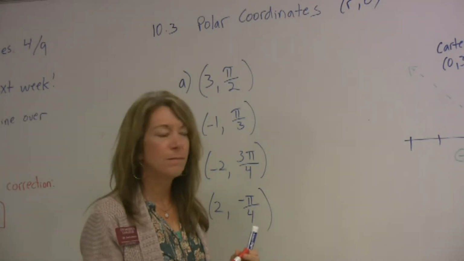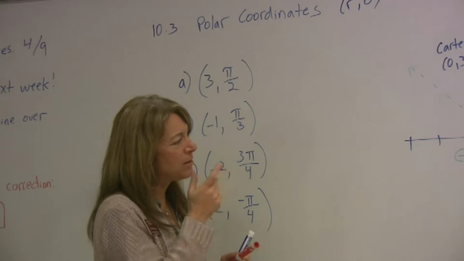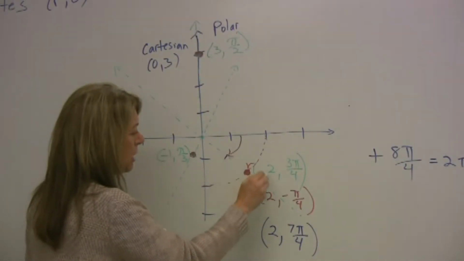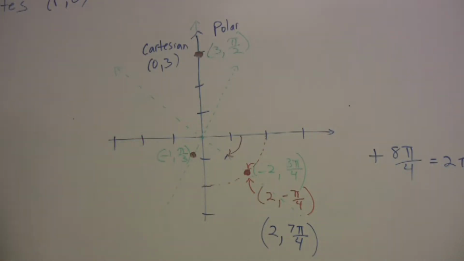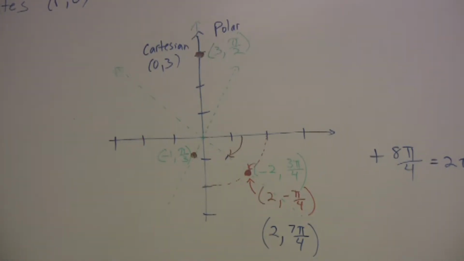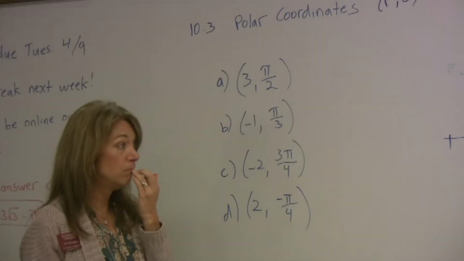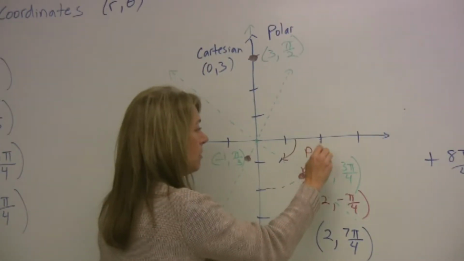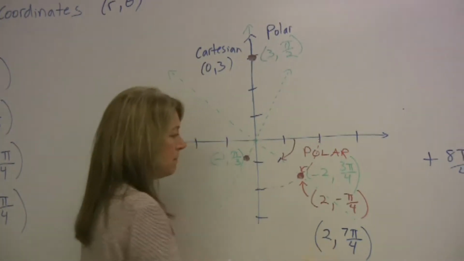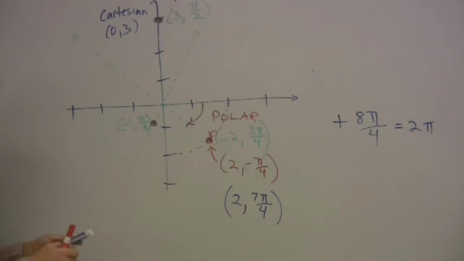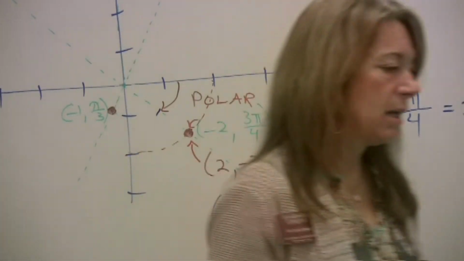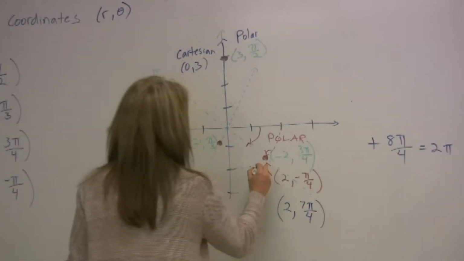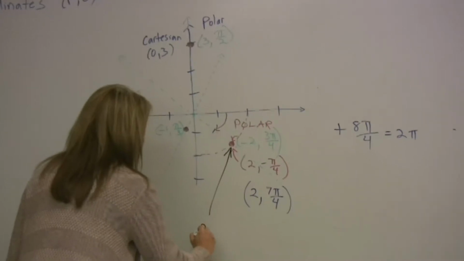Other questions? Okay, so my next question for you is, this point we just beat to death, we gave it 3 different polar coordinate names. What is it in rectangular coordinates? What is this point right here in rectangular? We gave it 3 polar names. What is this in rectangular? How would I find it?